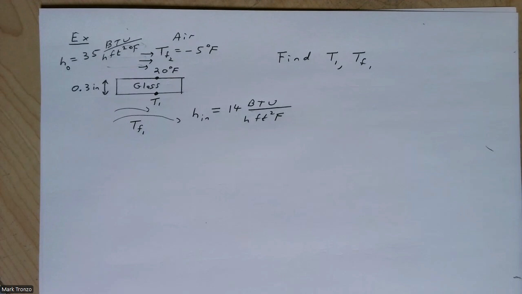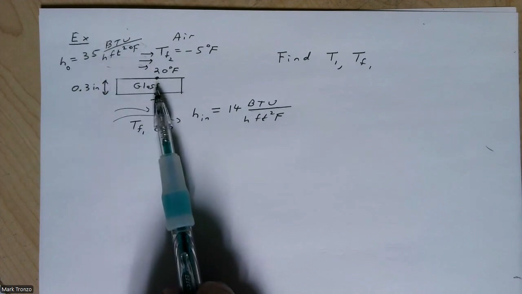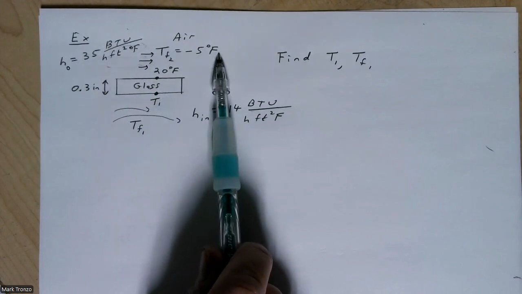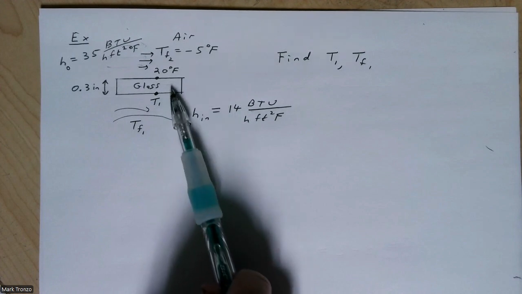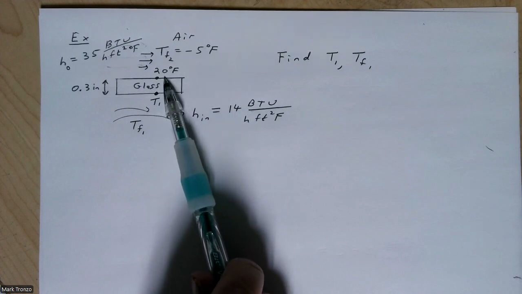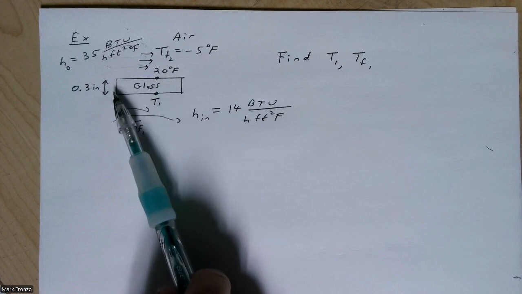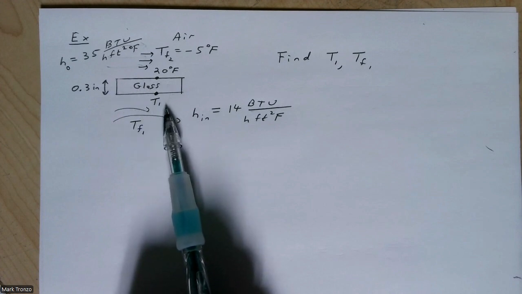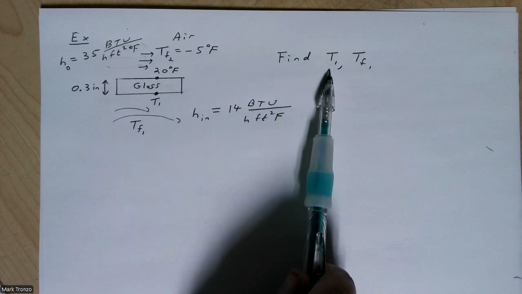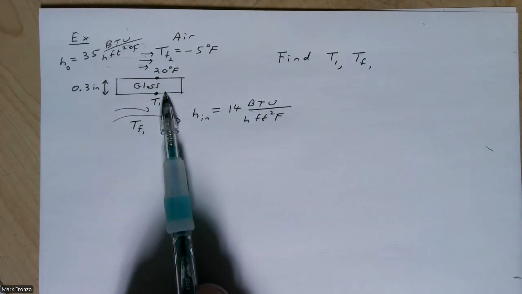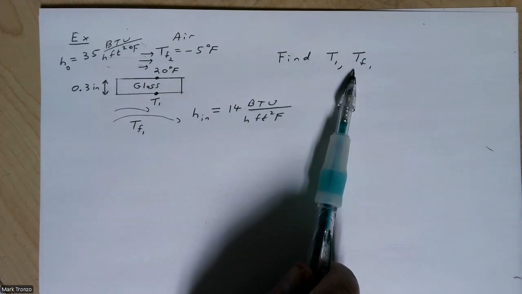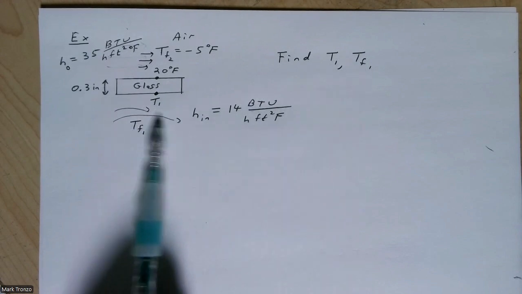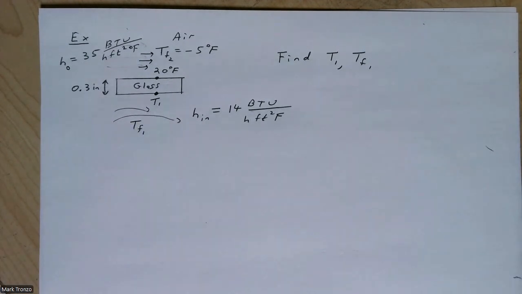Let's take a look at this problem. We have air flowing over glass, similar to the last problem. And again, the air is minus 5 degrees Fahrenheit, a little bit lower than the last problem. The glass temperature on the outside is 20 degrees Fahrenheit. Then the glass is 0.3 inches thick. And we want to find T1, which is the temperature on the other side of the glass, and TF1, which is the temperature of the air on the other side of the glass. So let's take a look at this.